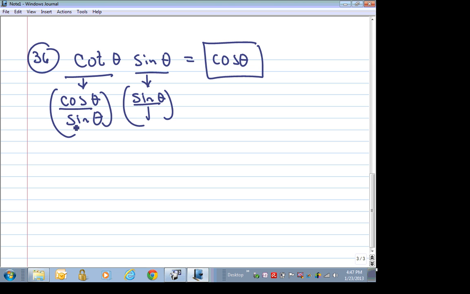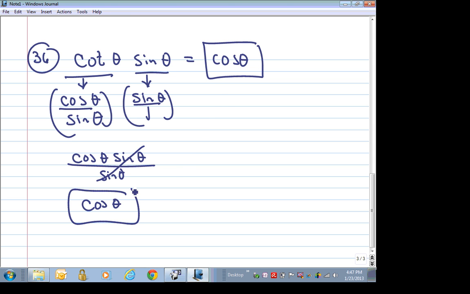Now, if you notice, if I multiply straight across, I would get cosine theta times sine theta. And in the bottom, I get sine theta times 1, which is sine theta. And because I'm all multiplying, I could make a cancellation. And when I do, I would end up with cosine theta, put a box around it, and that is equivalent to cosine theta. So I proved that. So we're going to say go Bearcats.